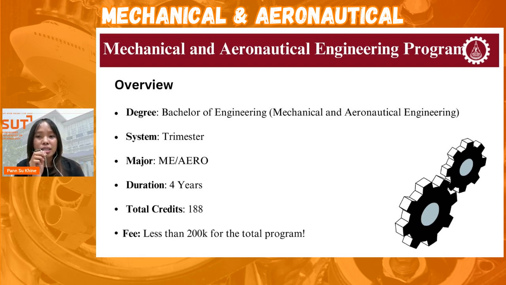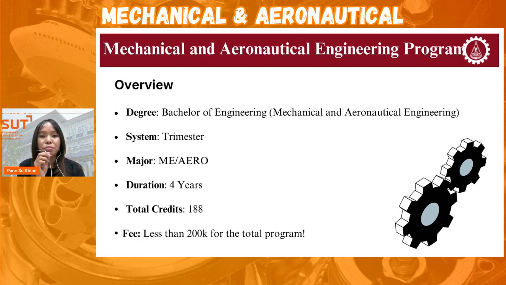As you might have noticed in the headline here, Mechanical and Aeronautical, students have to choose their professional career in mechanical engineering or aeronautical engineering. So whether you choose ME or Aero, both of them are designed to be completed in 4 academic years. To graduate, you have to get at least 188 credits, and the tuition fee is around 200,000 Thai baht for our program.